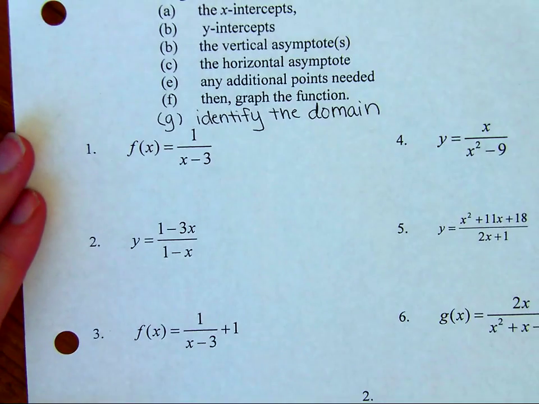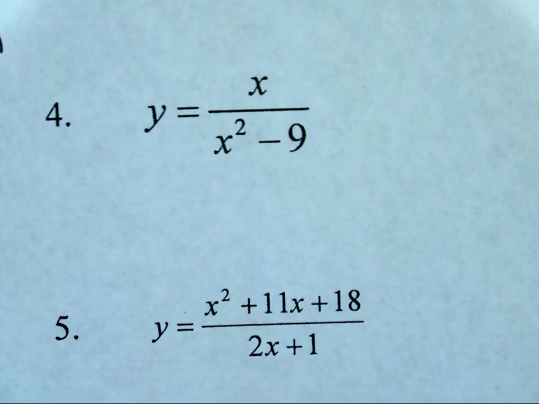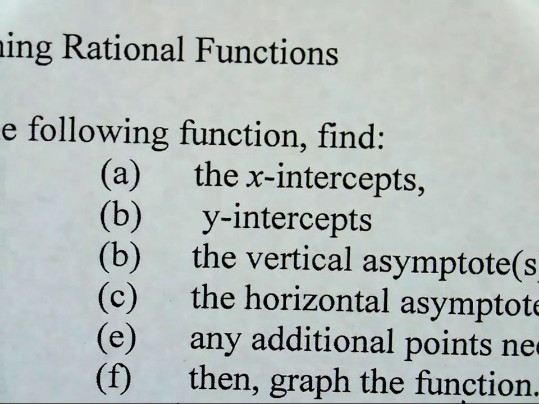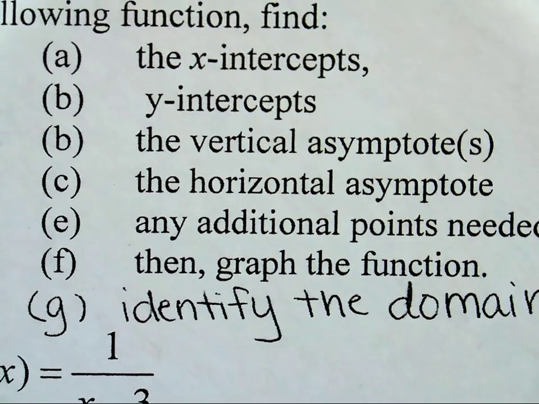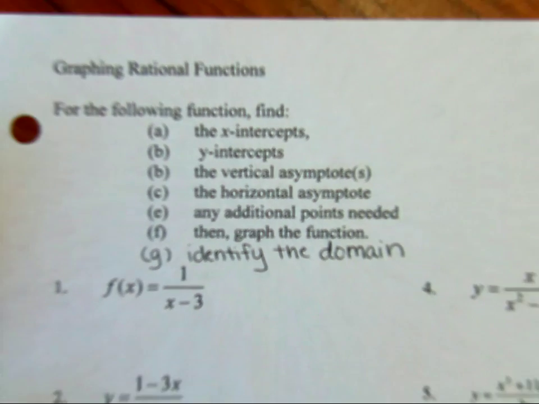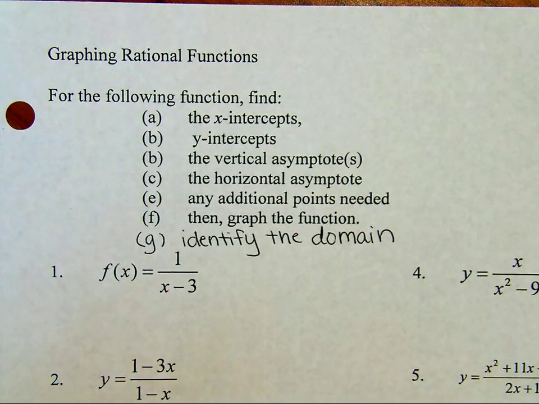So let's do number 4 to start. So go to number 4. We're going to graph this. It's y equals x over x squared minus 9. Okay? And again, here are my steps that I'm going to have to do to solve this. So the first thing I have to do is find the x and y intercepts. So I'm going to go to another sheet of paper. This is not enough room for me to write.